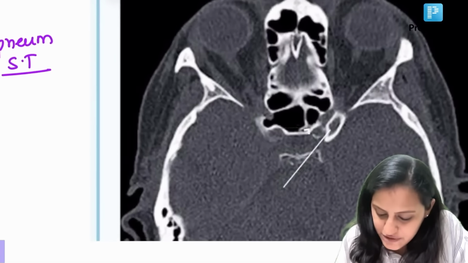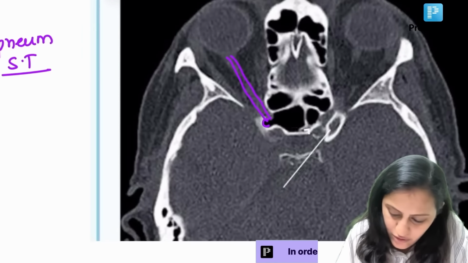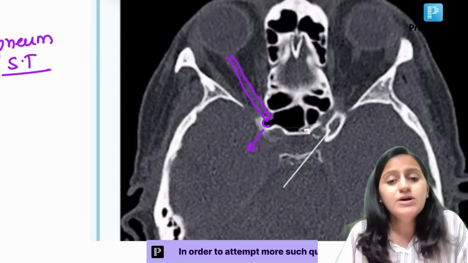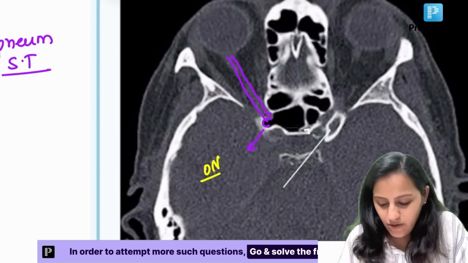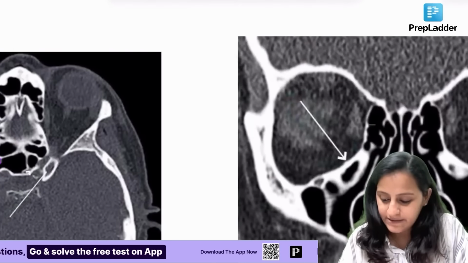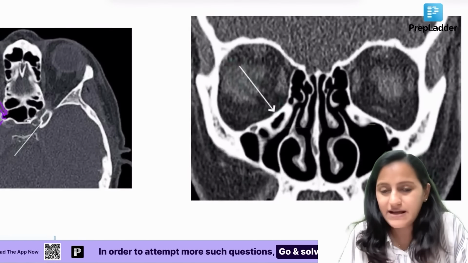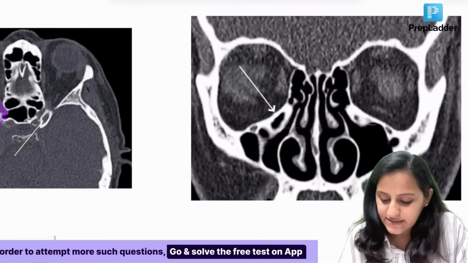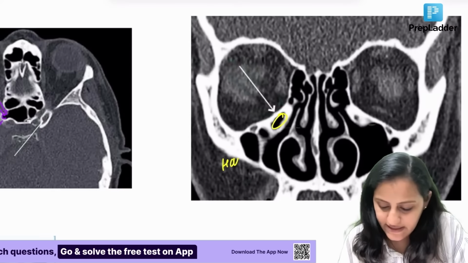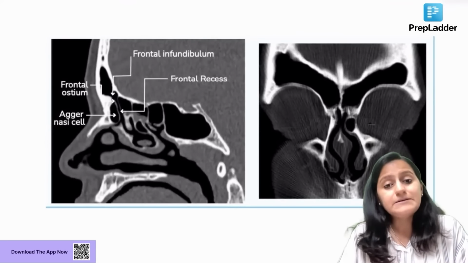This one here which you are seeing, this air cell, this is the optic nerve coming from the orbit. So related to the optic nerve, ON, optic nerve is ON, Onodi cell. Okay, that's the Onodi cell. This one which you see here, again this infraorbital one, this is the Haller cell. Okay, this is the Haller cell, infraorbital. And this is what is agger nasi.